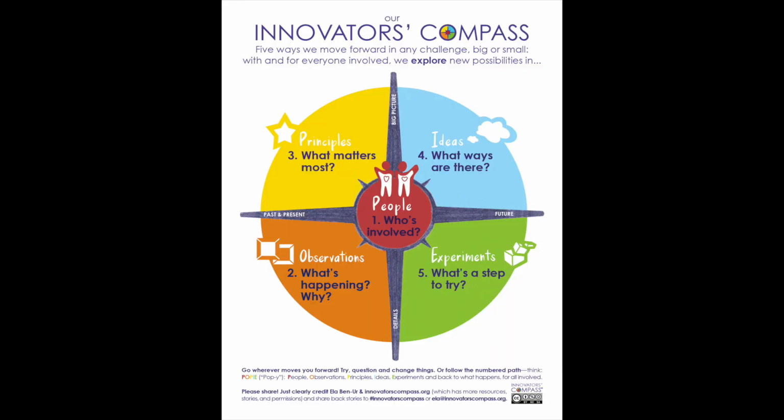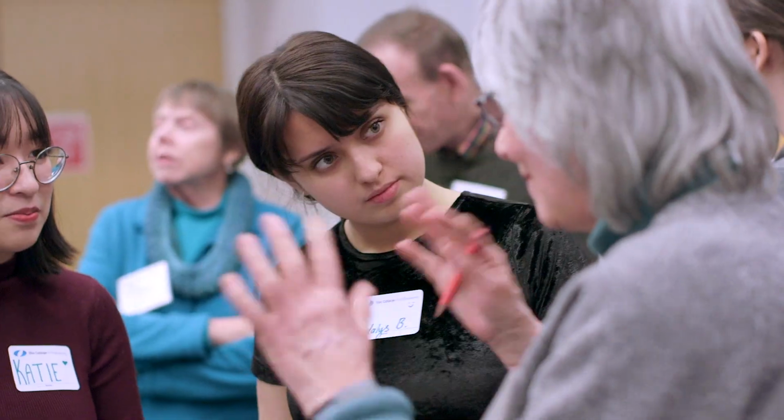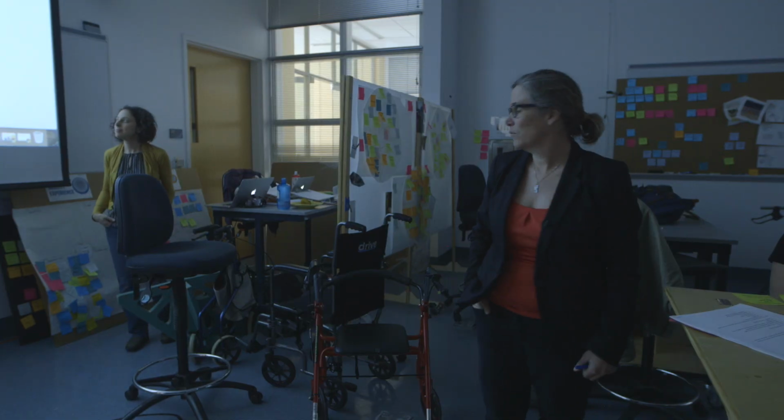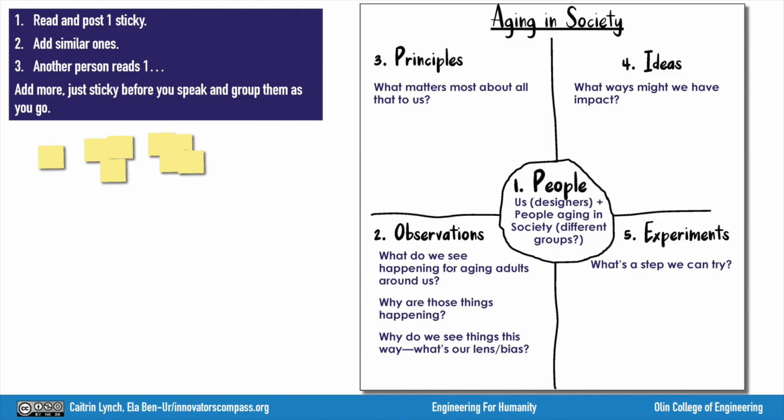Yeah. We're using the Innovators Compass that we use throughout the class. So we collect observations throughout the semester. What do we see happening for aging adults around us and in all of the different stimulus and films and things that we watch in this class? Why do we think those things are happening? And why do we see things this way? What's our own bias or lens? It's about thinking about their own experiences and the experiences of people as they age in society.